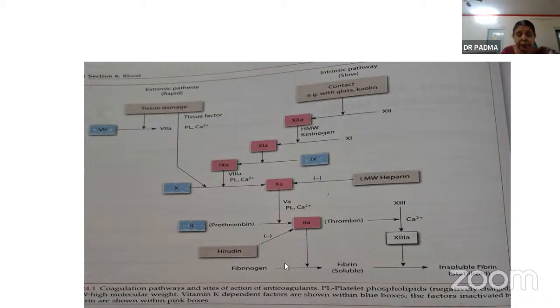from the extrinsic pathway, whereas from the intrinsic pathway, when blood touches the glass or the kaolin or the blood vessels, the 12, 11, 9, 10, and 2A are the ones which are activated. So these are the extrinsic and intrinsic pathways. The common pathway starts from factor 10 to 10A, and in the presence of 10A, prothrombin gets converted to thrombin, and in the presence of thrombin, fibrinogen gets converted to fibrin, and in the presence of factor 13, the fibrin which is soluble will get converted to insoluble fibrin, which forms a stabilized clot.